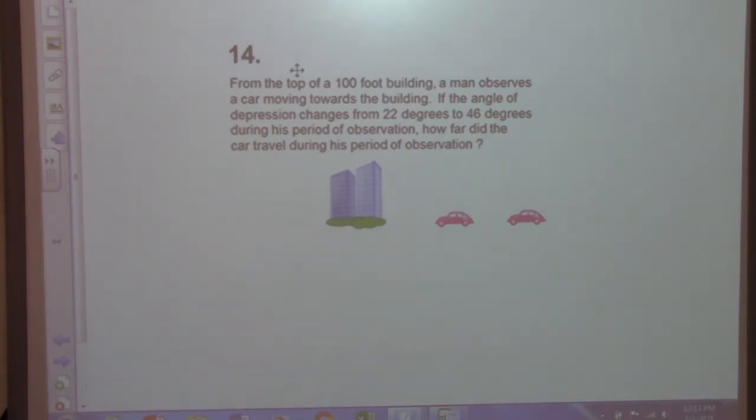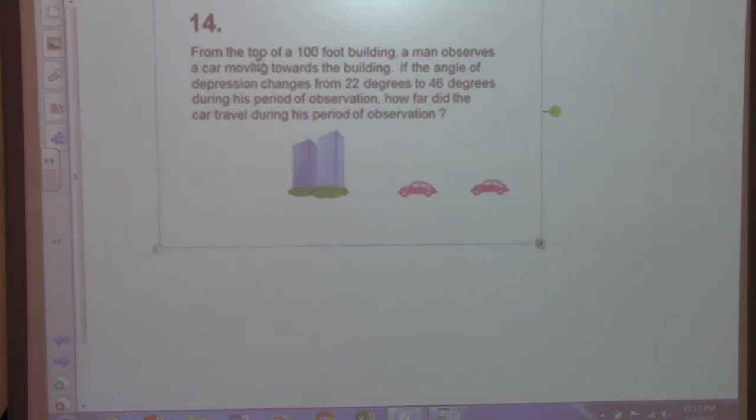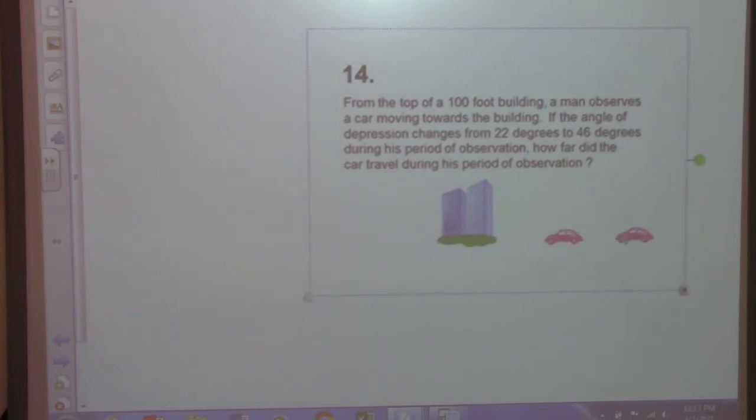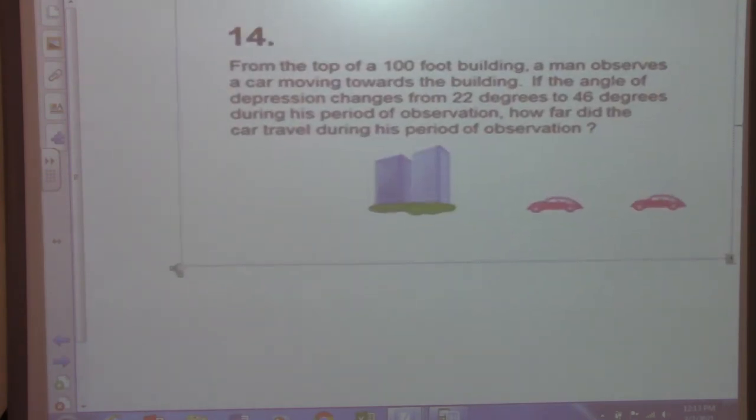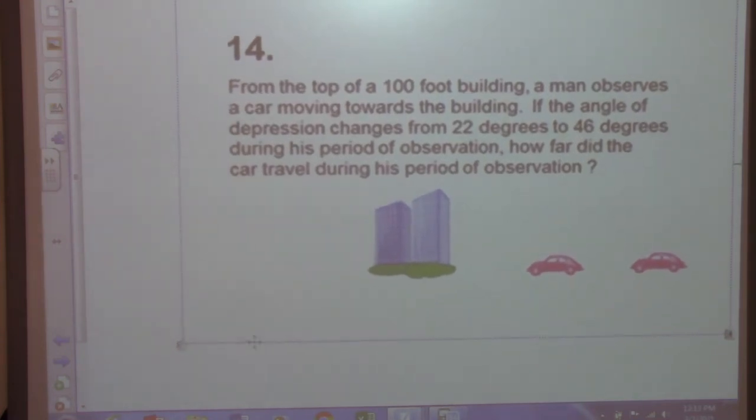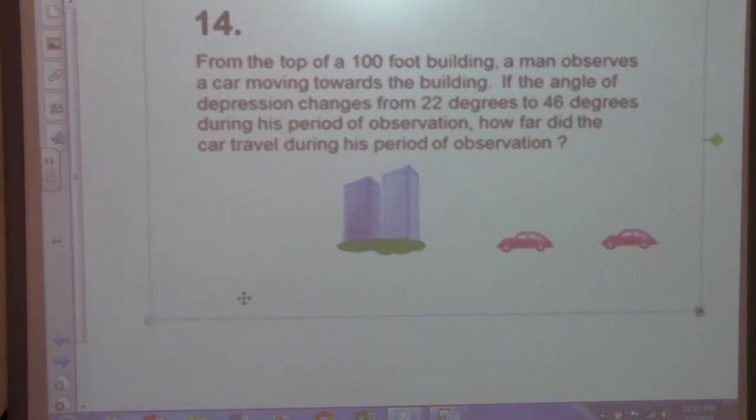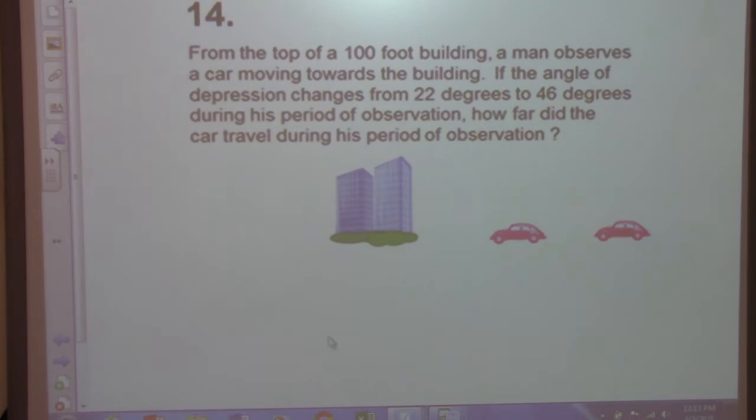Yeah, so let's go look at this one here. It's not the picture, it's the wording of the problem. It would make sense if it said the car's going in reverse. Or if it just said the angle of inclination from the car to the top of the building. Okay.